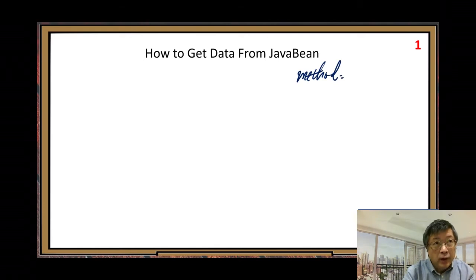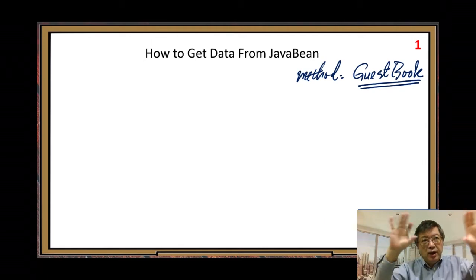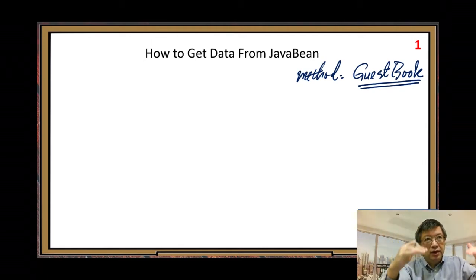is from the guestbook example. Remember, in one of our in-person classes, I gave you one example, the guestbook example. A user can type first name, last name, email, and click the submit button, then the information is written into the database, and a list of multiple rows of user information is listed in the result page. That's it.